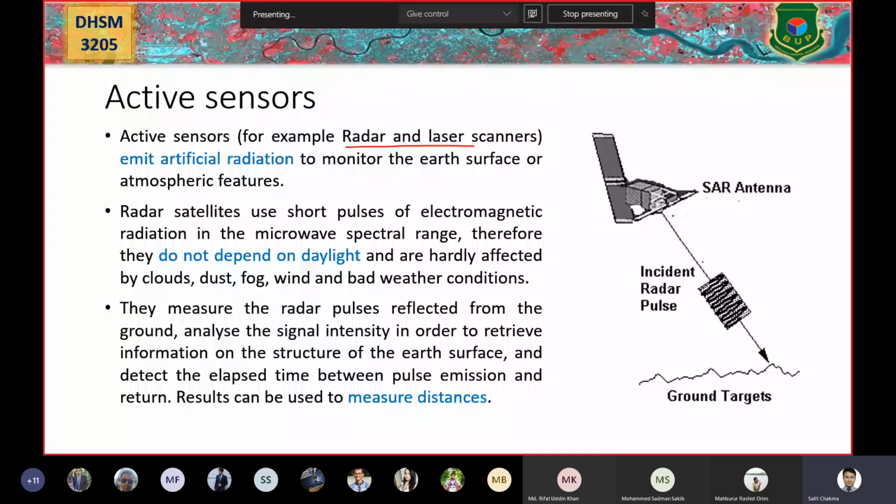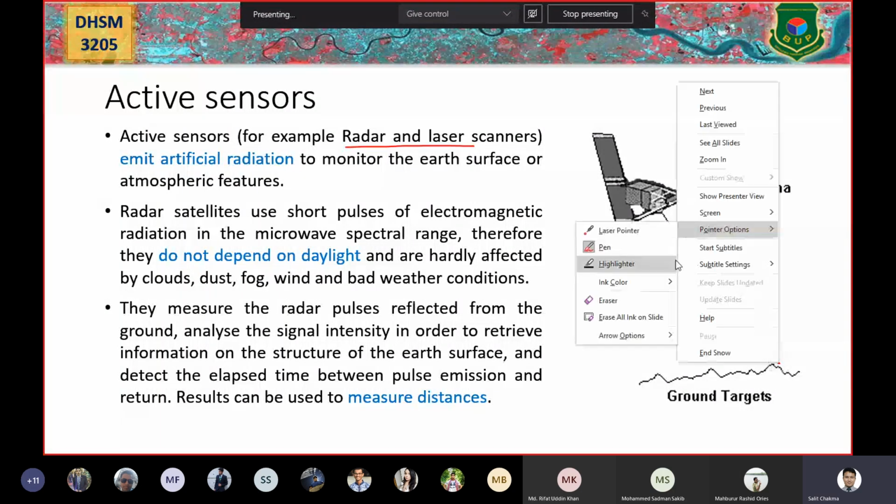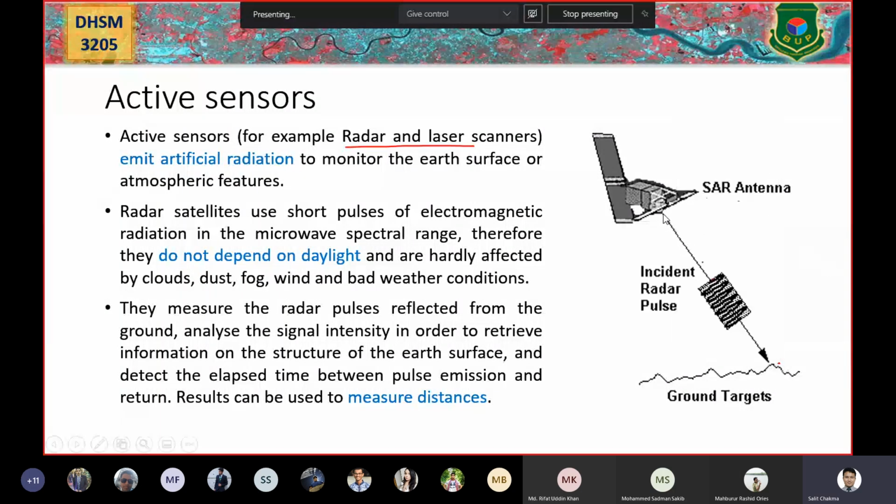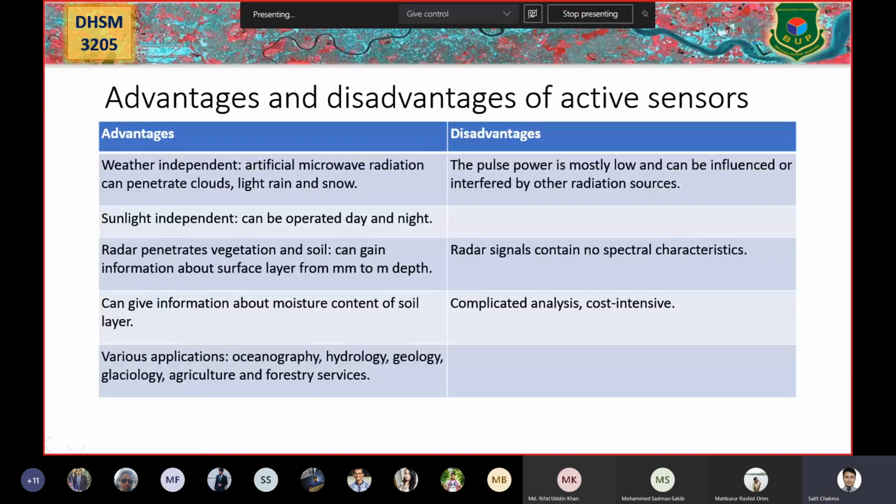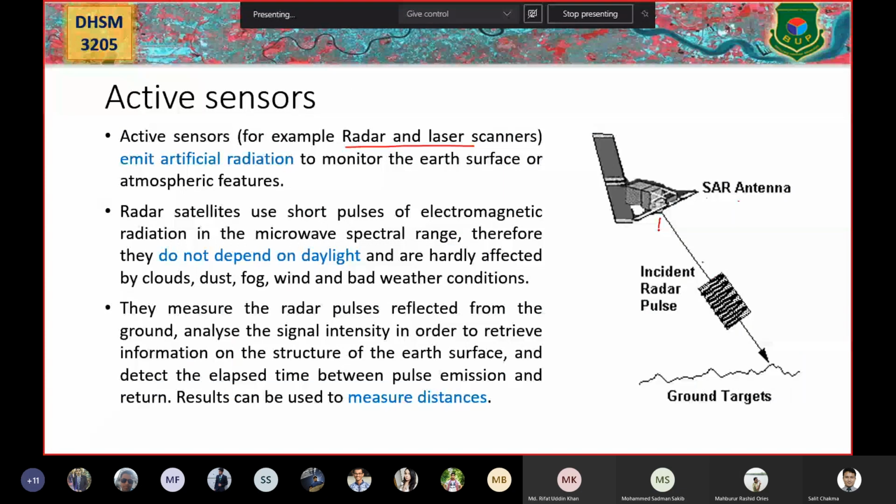It sends the signal, and these are longer wavelengths. They are microwaves. They fall onto the ground, and if you see, these are not sent directly, not sent perpendicularly. So here is one important thing.